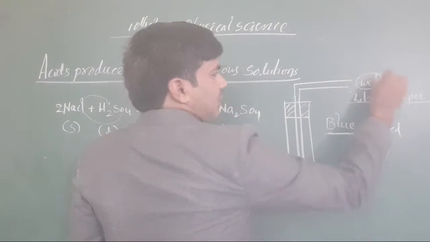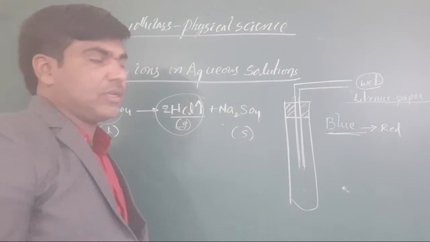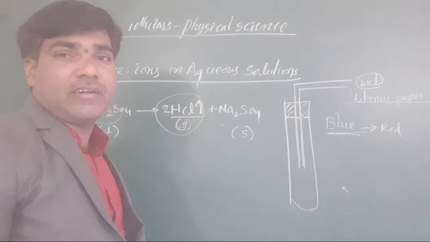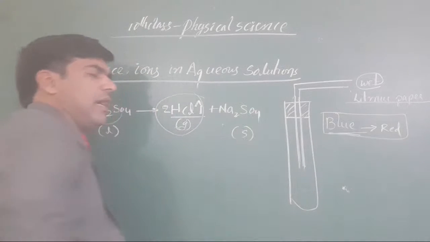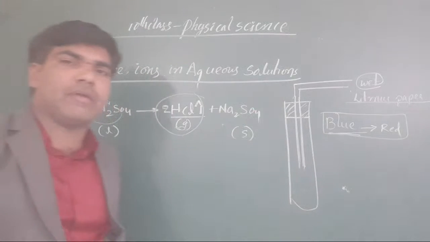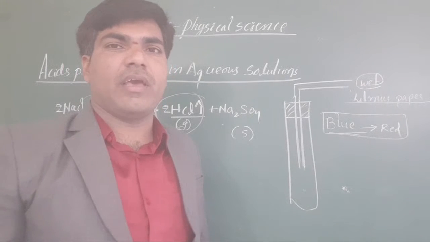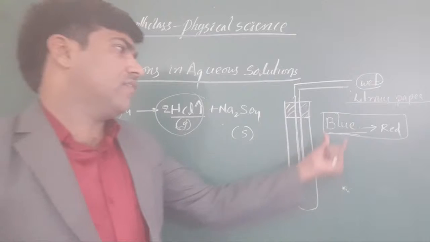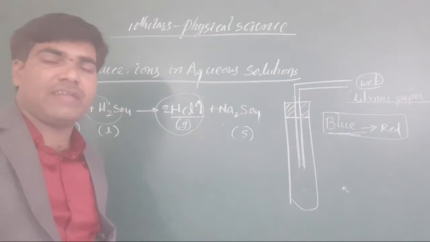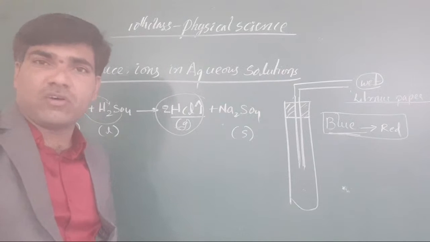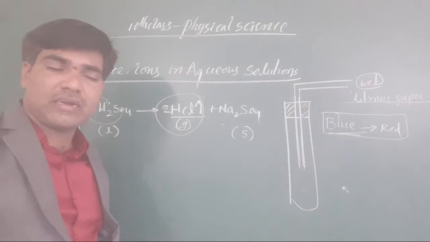In the place of wet litmus, in case you take dry litmus paper, the result will not be obtained. For the same gas, if you take dry litmus paper, you do not get it: HCl gas does not show acidic nature. Why? Because it does not contain ions.